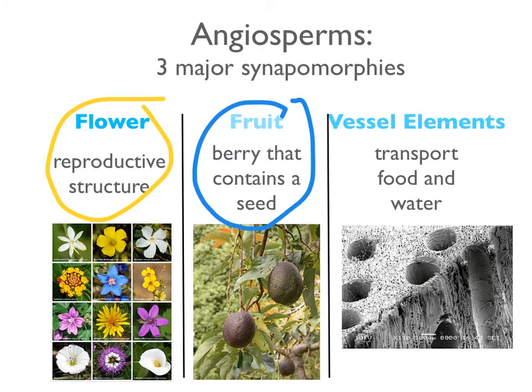And then angiosperms also have a different set of vessel elements, they're called vessel elements, whereas gymnosperms only have tracheids. So the great diversity of plants that we are most familiar with are the flowering plants.